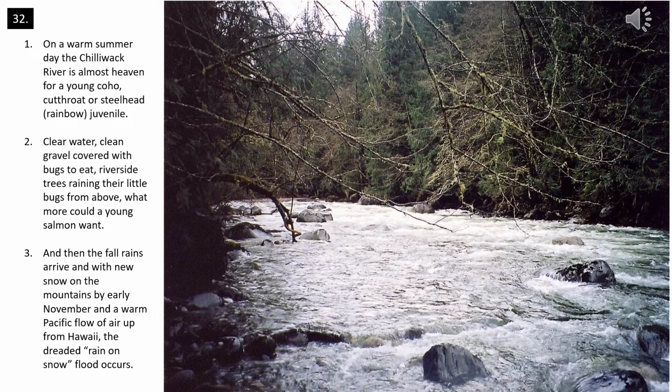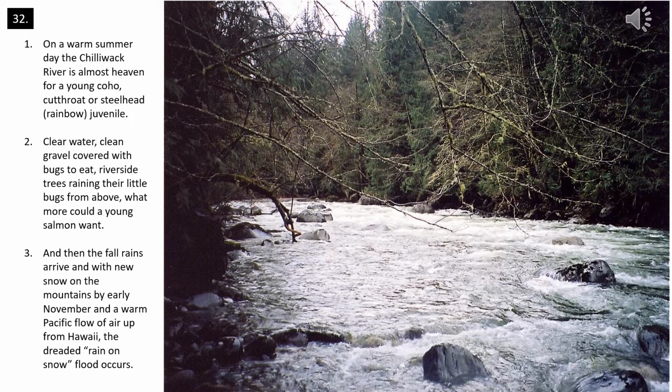Not so much coho juveniles, where they would tend to be more tucked along the bank in the quieter water during the summertime. But there's gravel, lots of gravel. I'm assuming lots of insect life in the stream bed, in the clean gravels, and insects falling from this riparian zone into the stream. So it's a really good place to be a juvenile salmon on a bright summer day, for all three species. But then the fall rains arrive, sometime in September.